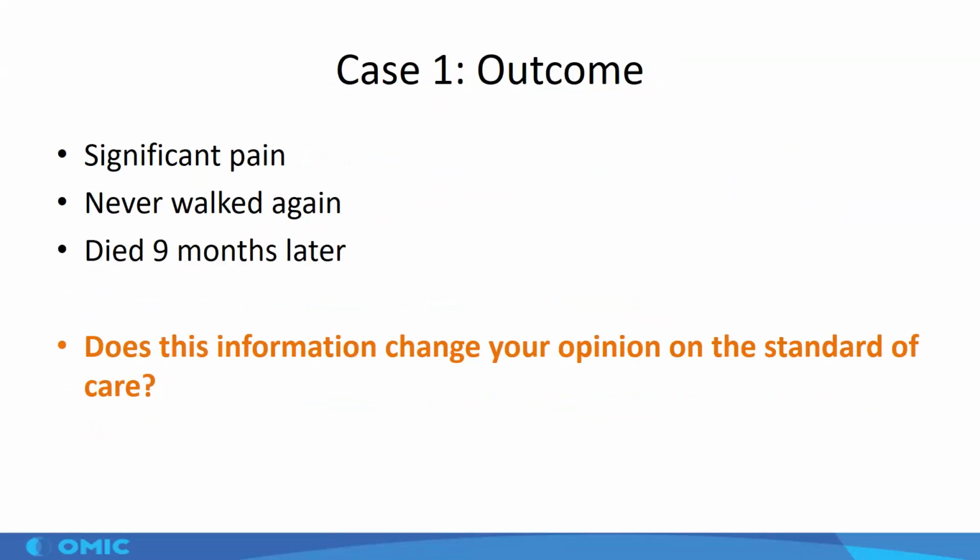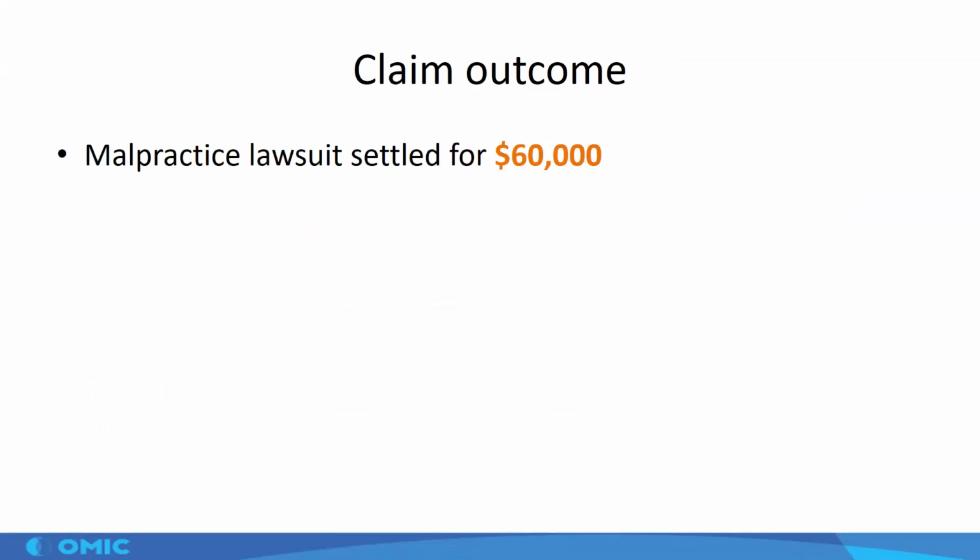In fact, she died 9 months later. This might not change your opinion on whether the standard of care was met, but it might change your opinion on how much compensation this plaintiff's family was entitled to. This case settled for only $60,000. When patients die, there are no future medical expenses, and this patient was already retired, and so there were never any lost wage claims, so the lawsuit settlement was not high.